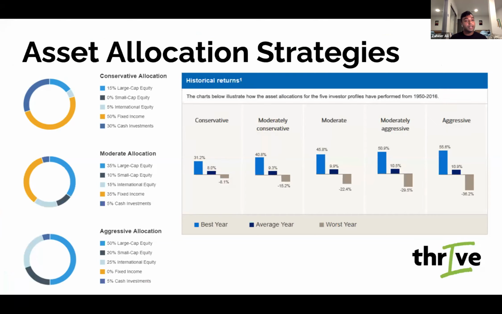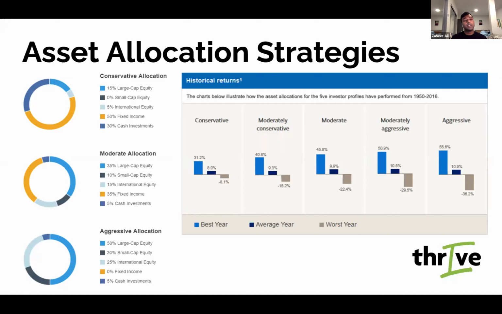If you're a conservative investor, for example, you have a bucket of money, let's say it's $1,000. 15% of that you may put into large cap stocks. That would be your Apple, your Facebook, Microsoft, those kinds of companies. You may not put any into small cap stocks because those may be a bit more risky. You're choosing to put 5% into international stocks to get that international exposure. You're keeping 50% in fixed income, so those are your bonds, corporate bonds, municipal bonds, and then you're choosing to keep 30% in cash.